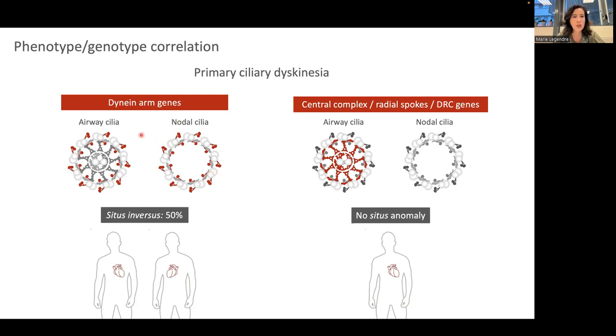So when patients have mutations in those dynein arms, the nodal cilia have motility defects, and then the patient will have a situs inversus randomly in half of the cases. On the other hand, if we carry a mutation in a gene that encodes for a central structure that only exists in airway cilia but does not exist in nodal cilia, then those nodal cilia will have a normal motility, and the patient will not have any lateralization defects.